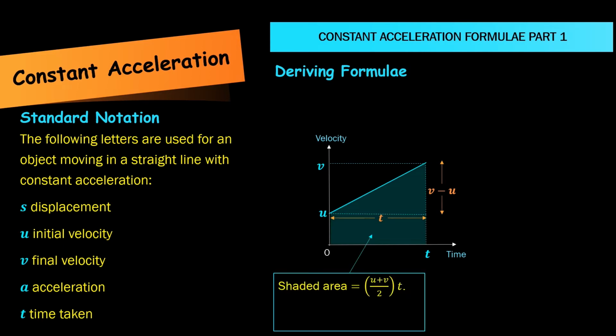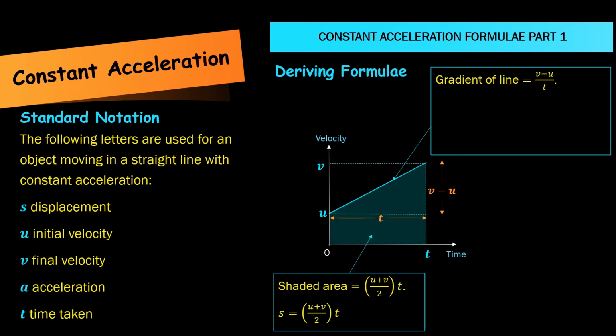The shaded area is equal to u plus v over 2 multiplied by t. We have used the area of a trapezium formula to help us with this. Now, since the area underneath a velocity time graph is the displacement, we have that s equals u plus v over 2 times t.